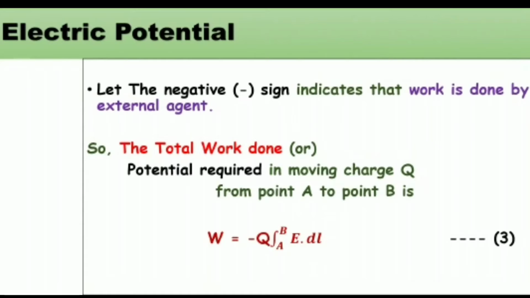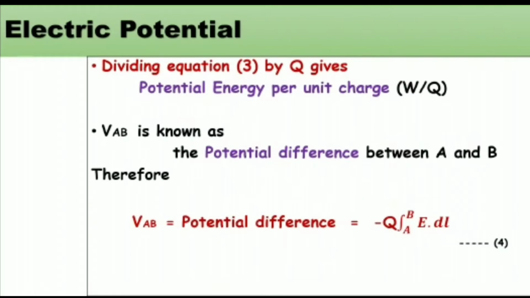So W is equal to minus Q integral A to B E dot dl. Now dividing equation 3 by Q, it gives potential energy per unit charge. So potential energy per unit charge, that is W by Q. We know V suffix AB is known as the potential difference between point A and point B. Therefore, VAB is equal to potential difference, that is equal to minus integral A to B E dot dl.